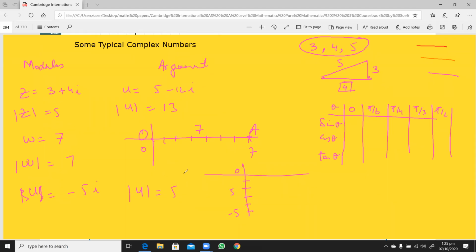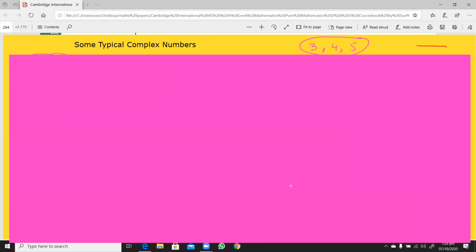Okay, so you must be able to tell the modulus mentally by just looking at the real and the imaginary parts. So this was about the modulus, and now for the argument. If you have a complex number z which is a plus iota b, you know that the argument is going to be tan inverse of b over a.